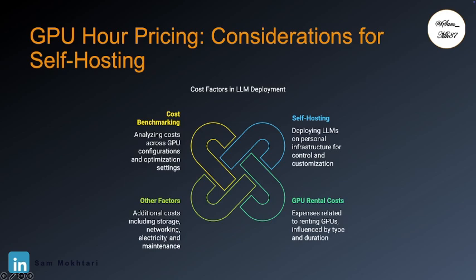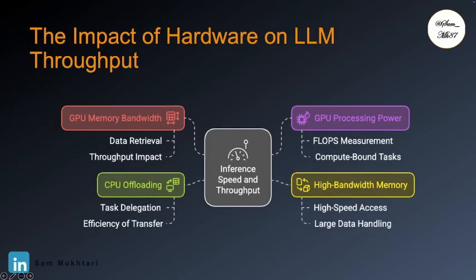Proper cost benchmarking is critical to determine the actual cost effectiveness of different GPU configurations and optimization settings. So you need to experiment with various batch sizes, context lengths, quantization levels, and other parameters to find the most cost-efficient setup for your specific workload. Now let's examine the key hardware components and how they influence model processing speed, which is important if you want to do any sort of cost benchmarking.